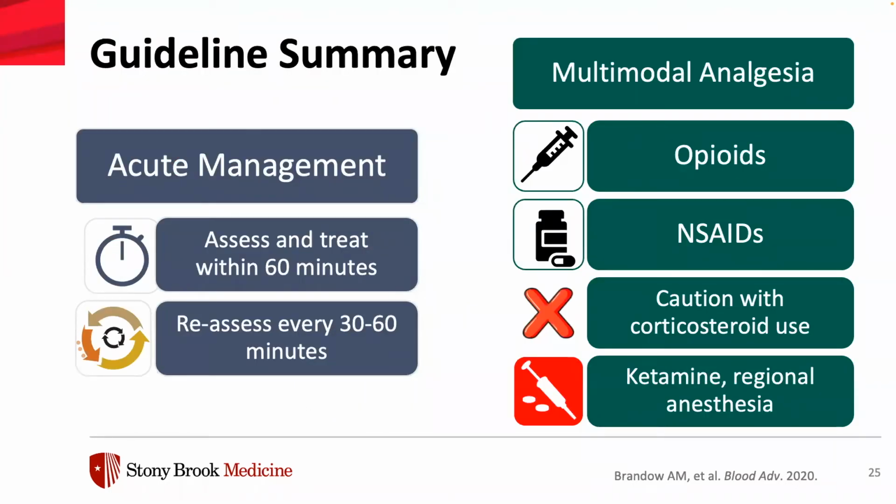And just a guideline summary of what I've reviewed. So with patients who come in with a severe vaso-occlusive pain episode, we want to make sure that we assess and treat them within 60 minutes. And we want to make sure we also reassess them every half hour or so to make sure that they are getting their pain treated to the best of our ability. In regards to pharmacologic options, we have IV opioids. Once it starts to show an effect, we can maybe try gradually decreasing the dose as well as possibly transitioning to oral opioids. But NSAIDs are another option, as well as ketamine and regional anesthesia for refractory pain.